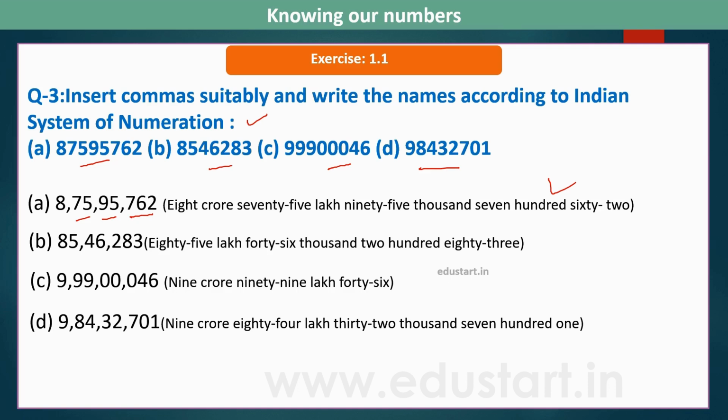Okay. Now the second one, 85,46,283. So here commas are placed after 3, after 2, and that's all. Now next one, 9,99,46. So here also commas are placed after 3 digits, then 2, then 2. Okay. Now the next one is 9,84,32,700. If you just count from right to left, after 3 digits, then 2 digits, then 2. So this is how we are going to write.